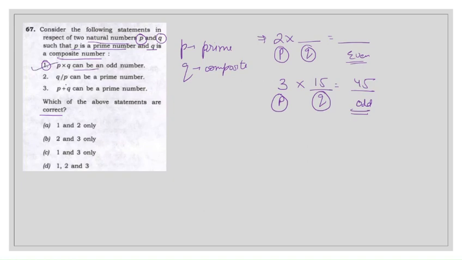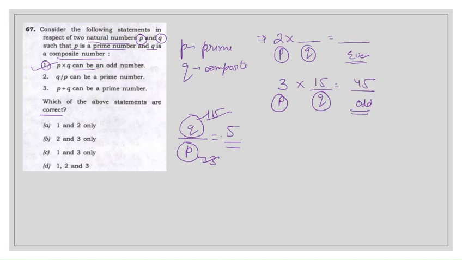The second statement says Q divided by P can be a prime number. So Q, any composite number we need here, Q divided by P, P needs to be a prime number. So the result should be a prime number. So maybe I can take a prime number as 5 and then I can try to fit such values here so that P will be prime and Q will be composite. Here I can write 15 and here I can write 3. 3 is a prime number and 15 is a composite number. And after cancelling out the result that we'll get will be a prime number.